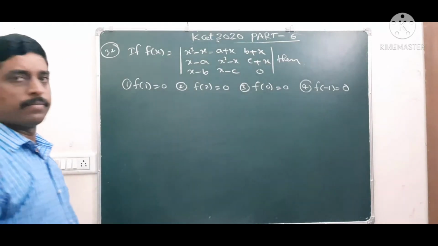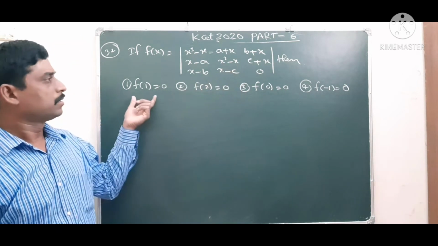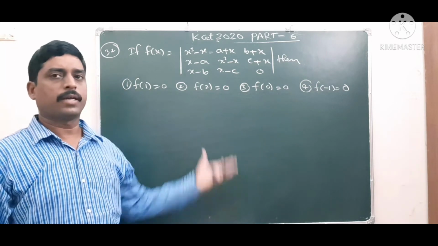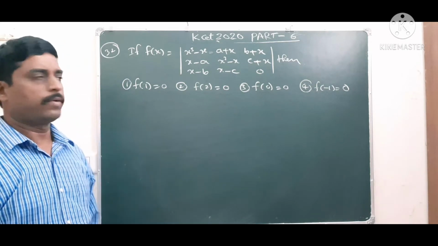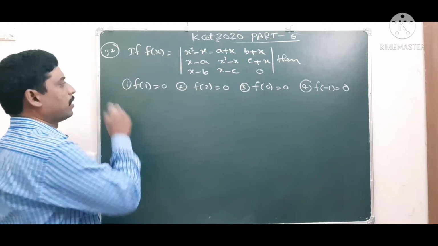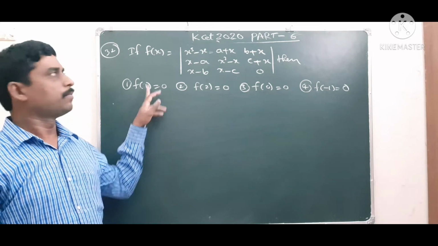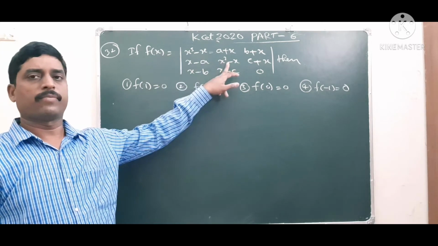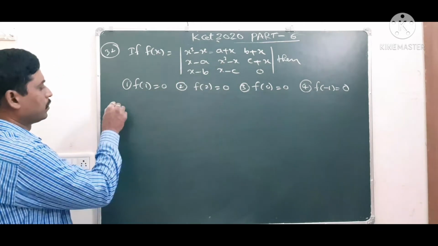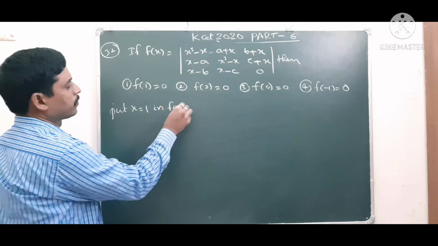I am going to explain question number 32. f of x is given as the determinant of a 3 by 3 matrix. Find f of 1, f of 2, f of 0, f of minus 1. This kind of problem we solve by using the verification method. So option 1: f of 1 is 0. From the given statement for f of x, put x equal to 1 in f of x.